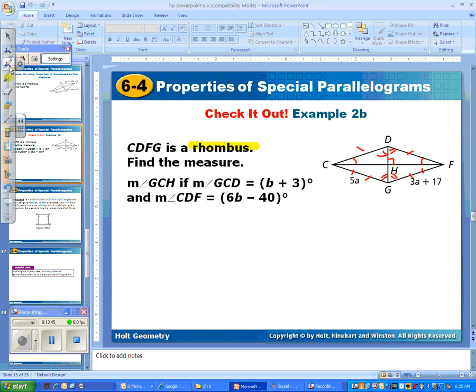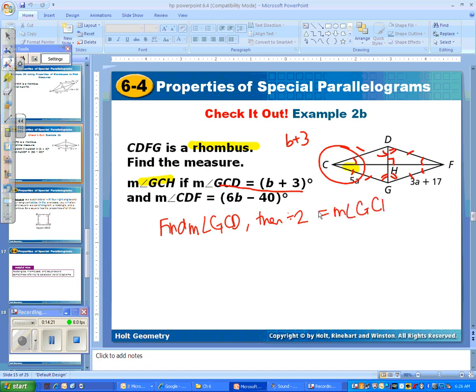Okay, they said we want to find GCH. GCH, that's this one. We want to find this angle right here. And we know if we can find this angle, or this whole angle, all we have to do is cut it in half, right? Okay, so let's see what information they give us. They tell us GCD, that's this whole angle, sweet, is B plus 3. So our game plan, if we can find measure of angle GCD, then cut it in half, we can find measure of angle GCH.